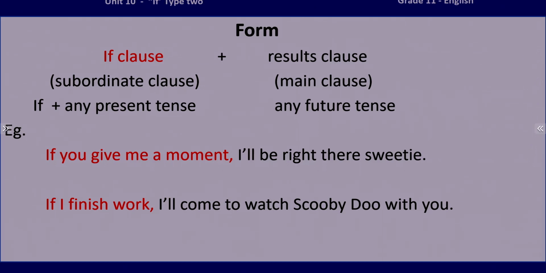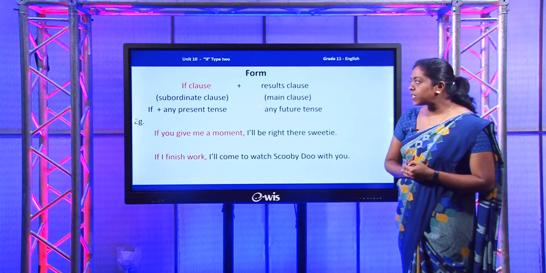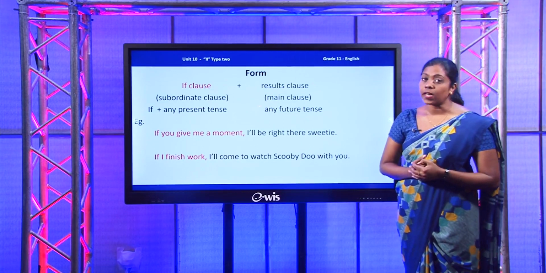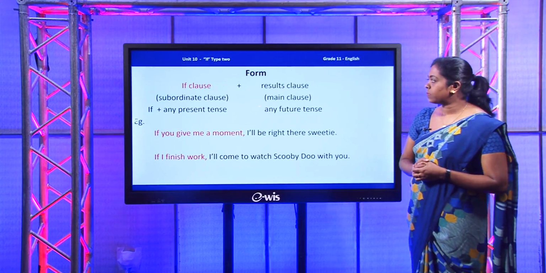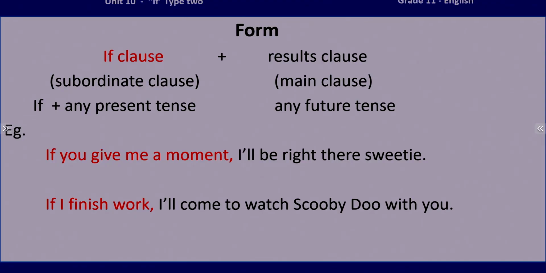Right. Now let's recall the form of if clause type 1. As I mentioned earlier, there are two parts in the sentence, the main clause and the subordinate clause, which is the if clause. Observe the sentence carefully and please focus on the verb so that you can identify the tense. In the if clause, we use the simple present tense, along with if. In the main clause, we use any future tense verb.